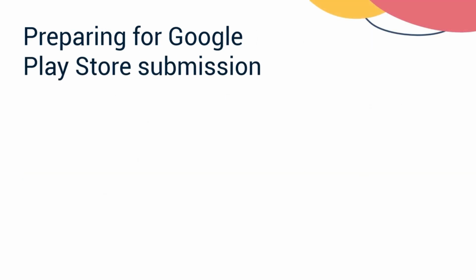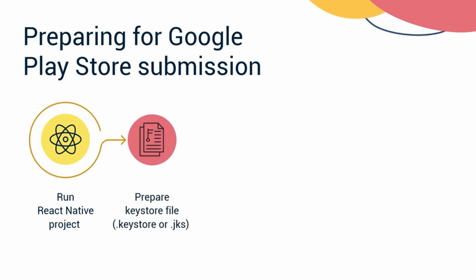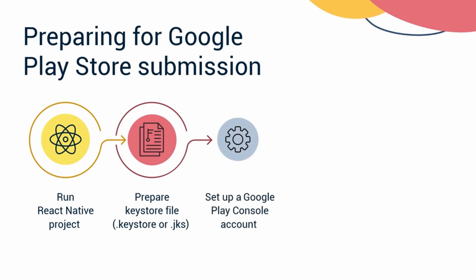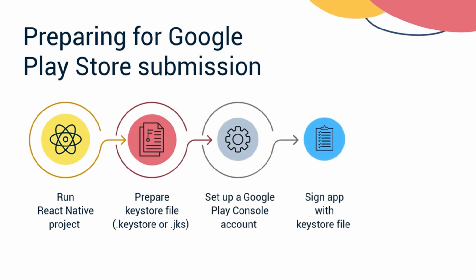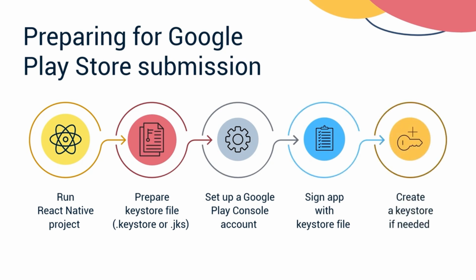To publish your React Native app on the Google Play Store without using Expo, ensure you have everything ready. You'll need a React Native project running on your machine, a keystore file to sign your app, and a Google Play Console account set up. The keystore file is required to sign your app, proving it's legitimate. You can create it using a simple command if you don't have one.